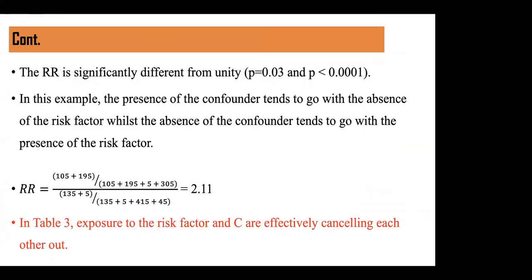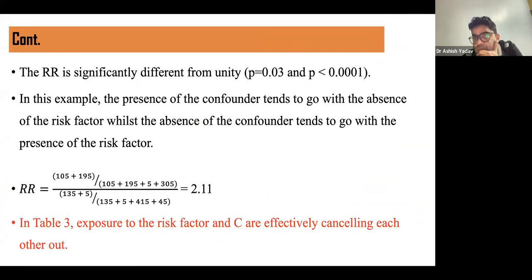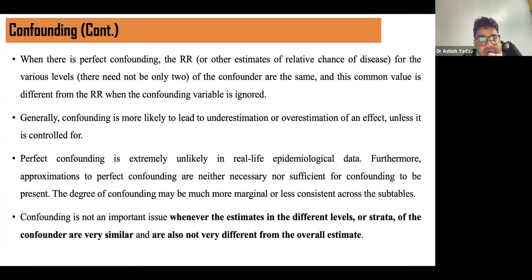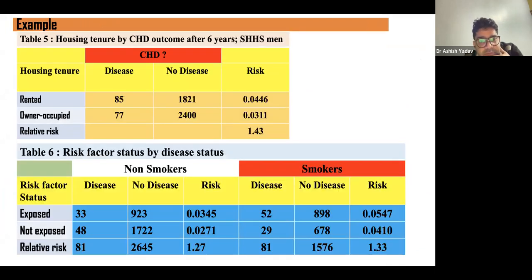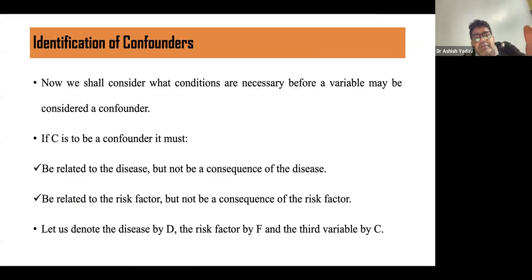Okay, so now let me show you some examples of how to calculate the confounder and interaction effect, using some good approaches. These are some other examples where we are having the effect of confounding, not identification of confounders.